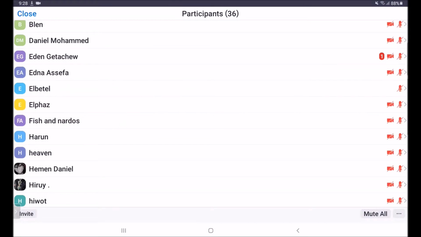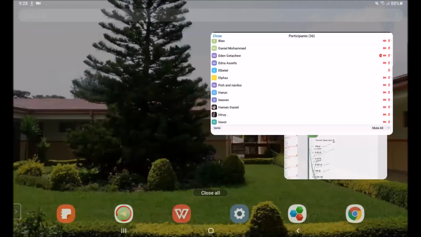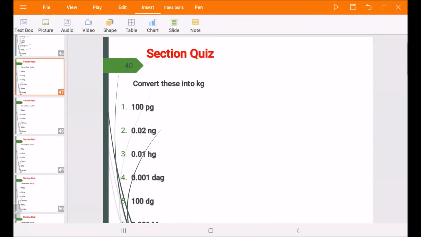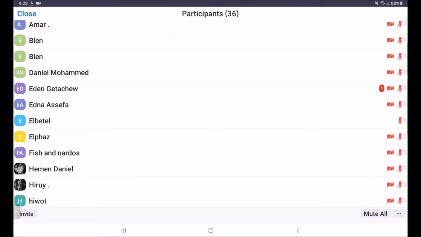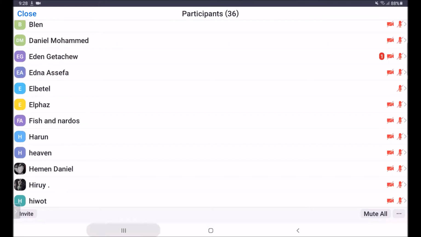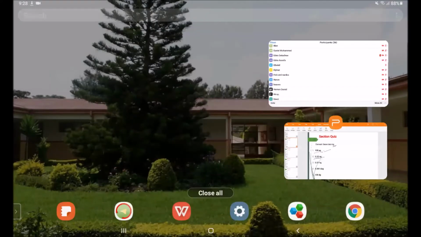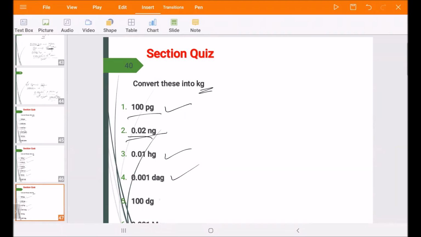Heaven, Haman, Harun, Hewat. Nation, Heaven, Harun, Heaven.